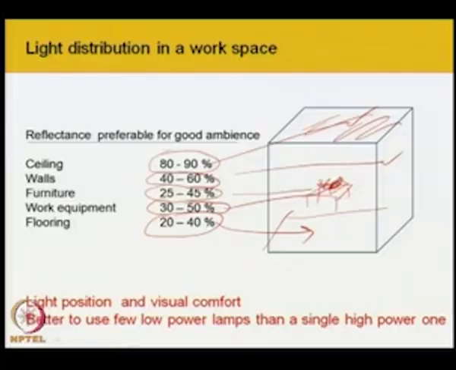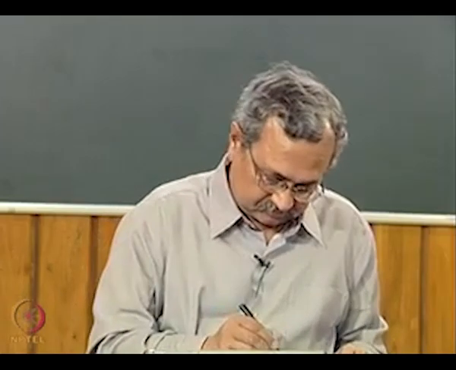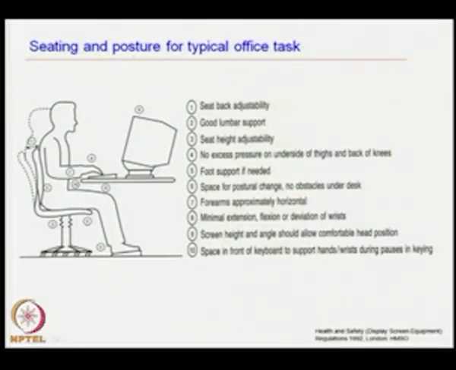So, light position and visual comfort we need to consider, and it is always preferable to use a few low power lamps rather than a single high power one. Now, let us see the sitting and posture for a typical office task. In this specific work area and work posture, we can say what things are there. One, the seat back adjustable. Number 2, good lumbar support here.